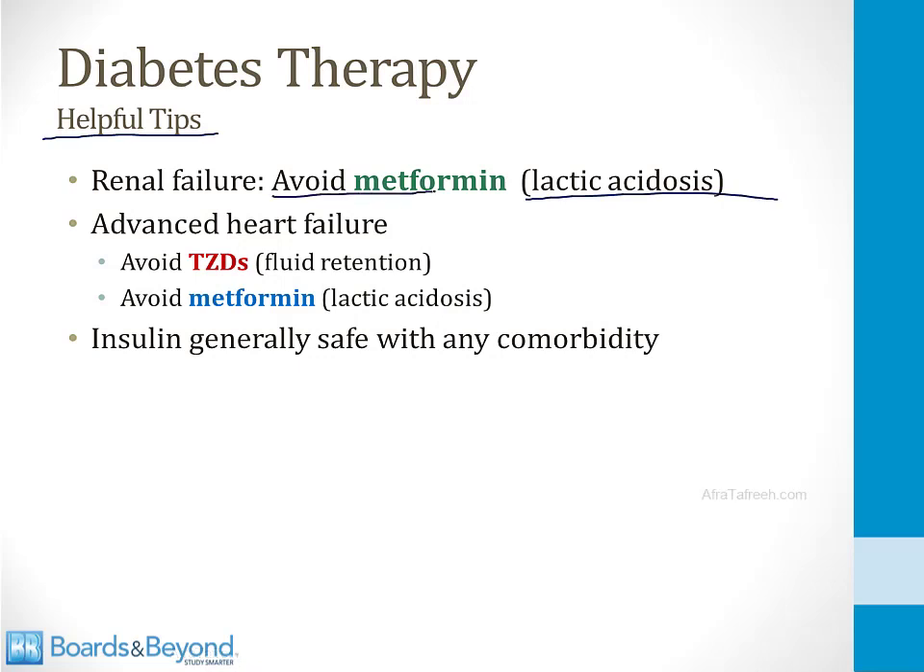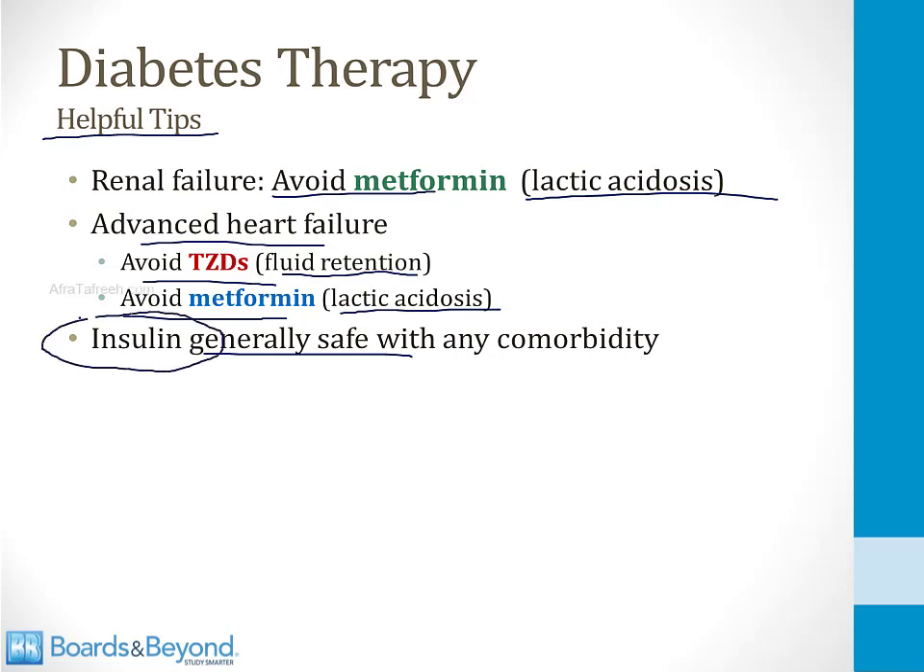They also like to ask you which classes of drugs to avoid in advanced heart failure, and you need to remember that you have to avoid the TZDs because they can lead to fluid retention, and you also should avoid metformin because heart failure, in addition to renal failure, is one of the conditions associated with lactic acidosis. And then finally, it's helpful if you can remember that insulin is generally safe with any comorbidity. If they ask you which diabetic drug is most appropriate for a patient with renal failure, heart failure, or liver failure, always remember that insulin is generally okay, and if that's one of the choices, it can be helpful to know this. And that concludes our module on treatment of diabetes.